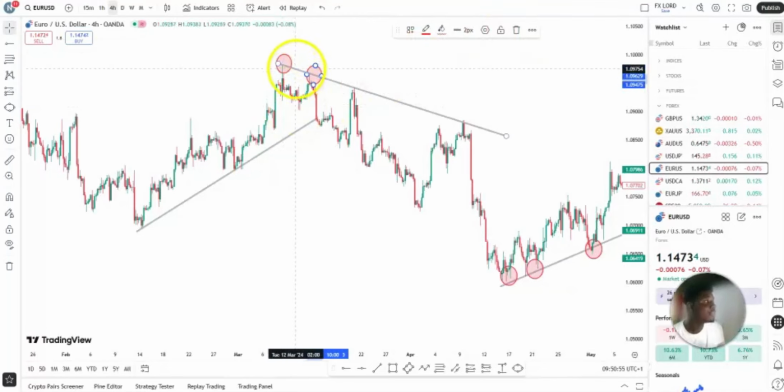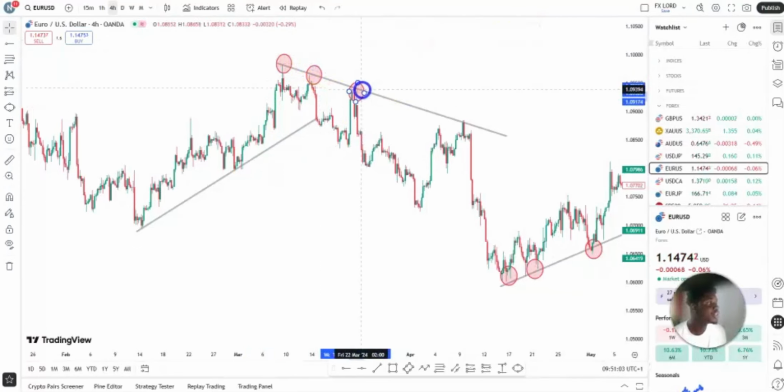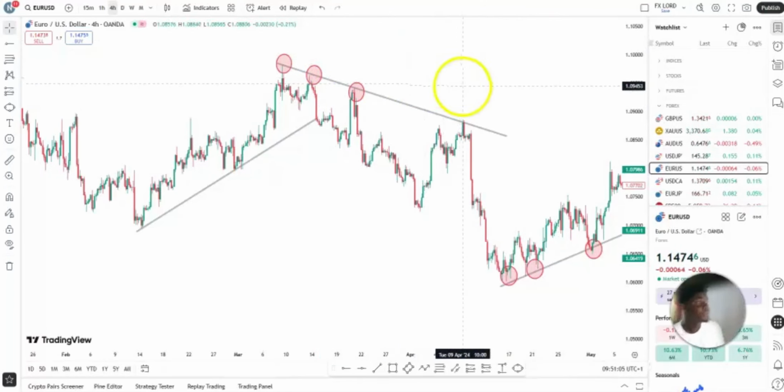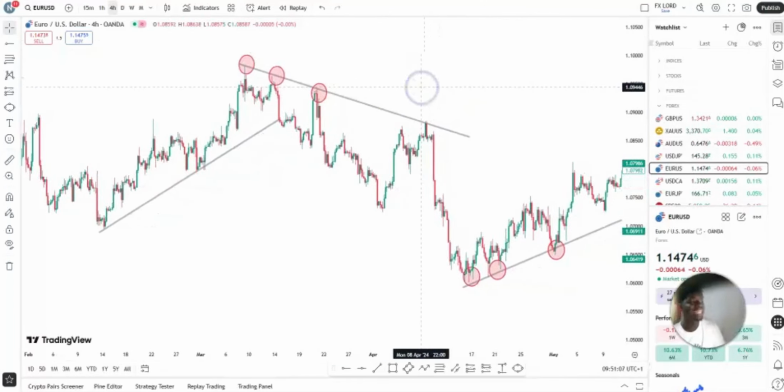Now we have the first touch here, we have the second touch, and now we have a third touch, which is this touch right here. So now I already know that this price is now a solid price level. This trend line is preventing the market from breaking to the upside.